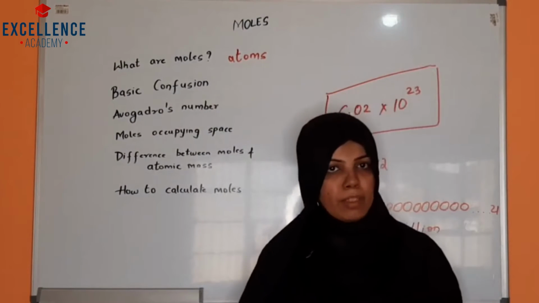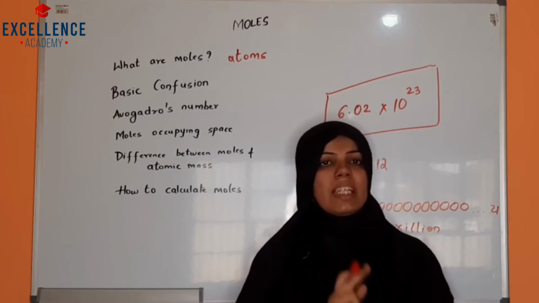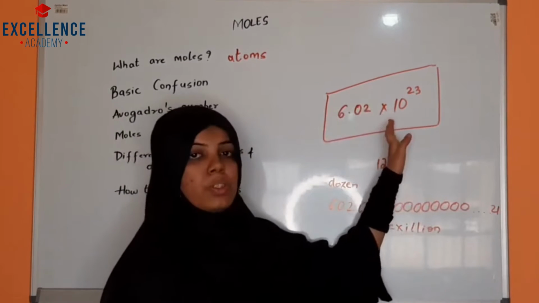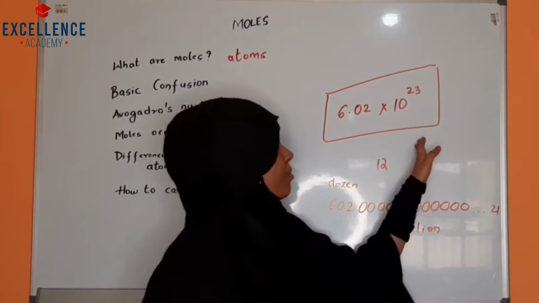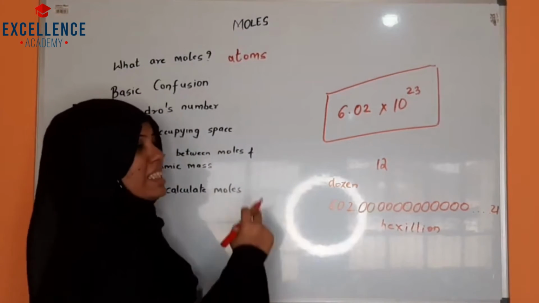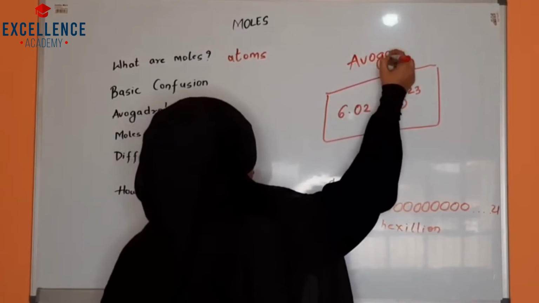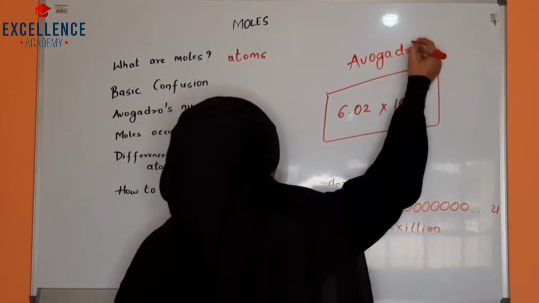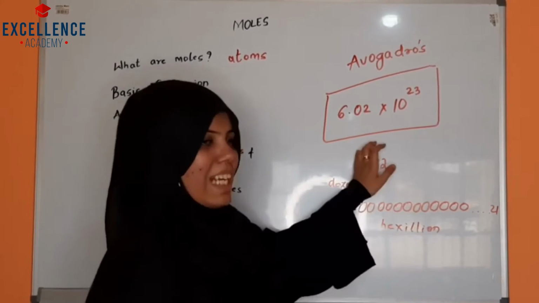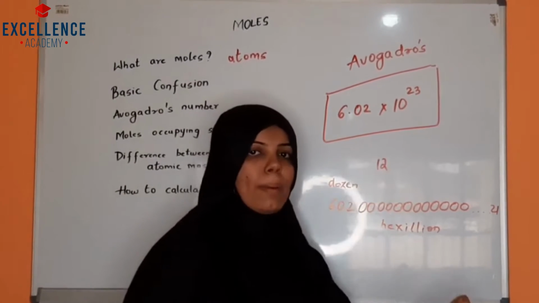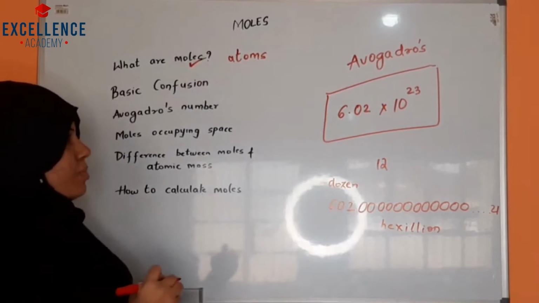So now let me rephrase my question. How many atoms are there in 1 mole of oxygen? The answer is 6.02 times 10 to the power 23 atoms of oxygen. Am I clear? So now this special number, this easy abbreviation, is known as Avogadro's number, and this helps us to write quickly how many atoms are there in 1 mole. So we are done with what are moles.